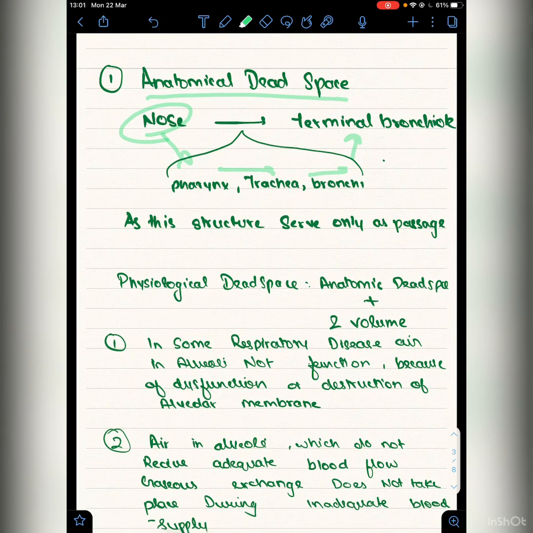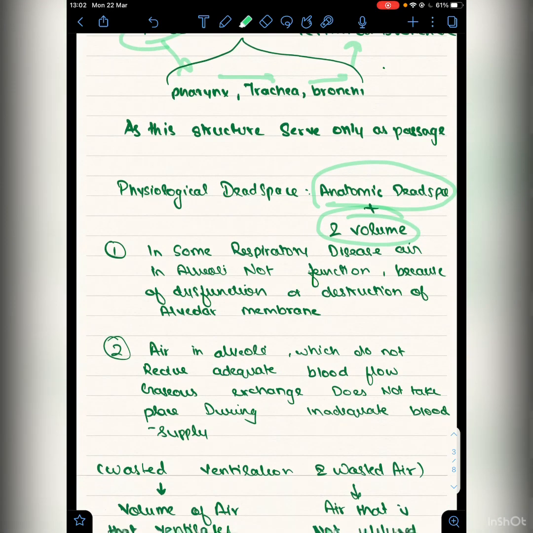Physiological dead space is anatomical dead space plus two volumes. As we discussed in earlier videos, there may be ventilation but not good perfusion, so that amount of air is wasted. Or there may be proper ventilation but not proper perfusion, so less gaseous exchange takes place. Similarly here, that is the same example.